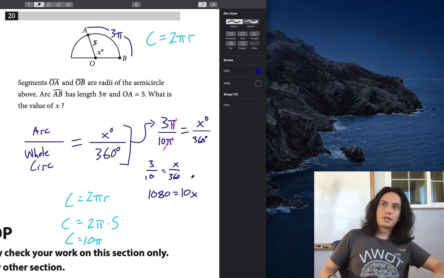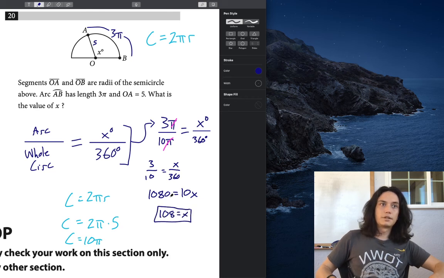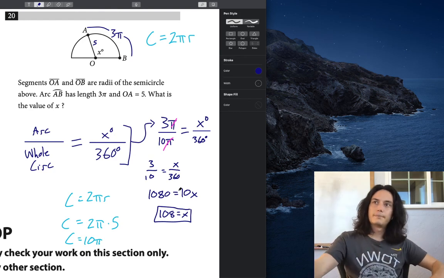All right, well, 1080 equals 10x. We're just going to divide both sides by 10, and we're going to get 108 equals x. That should be the answer. We're going to write that in. Is it the right answer? Yes. Great.